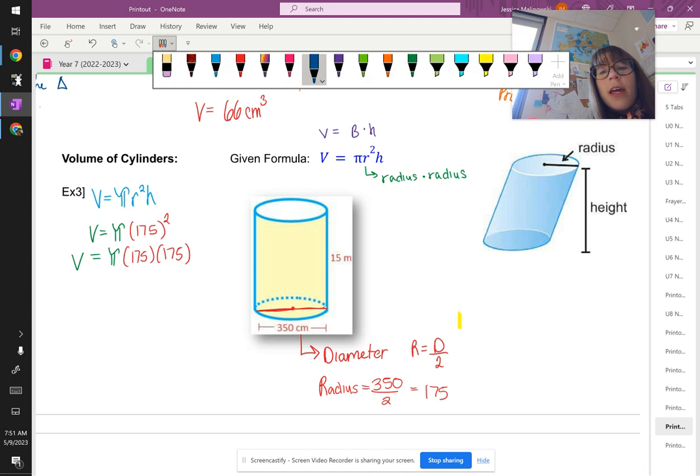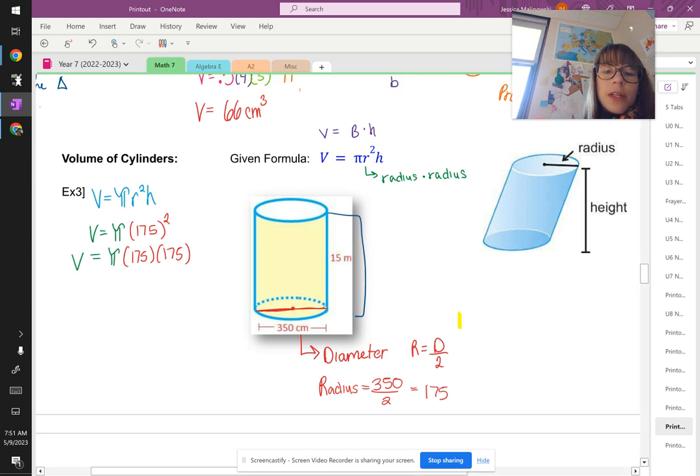And now h. Again, that h is the height of the prism. The height of the prism, as you can see, even if it's a slanted cylinder, the height has to be straight up and down. So here we have my height, which is 15.